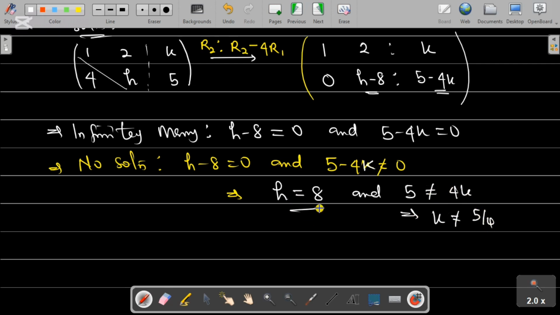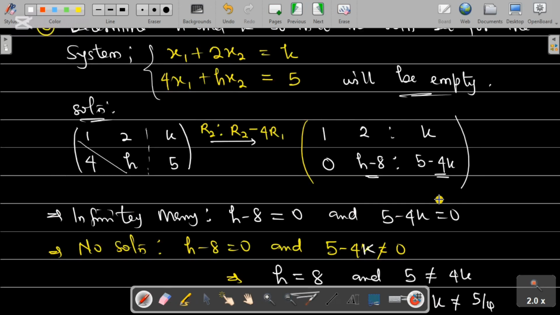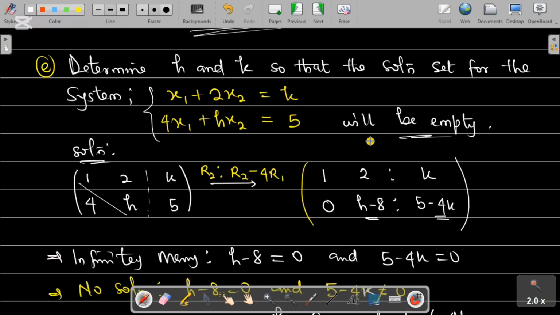So I've gotten the 2 values that they are asking for, that is my h and my k. For these 2 values, your system will be inconsistent. That's actually what we call it. That's no solution.